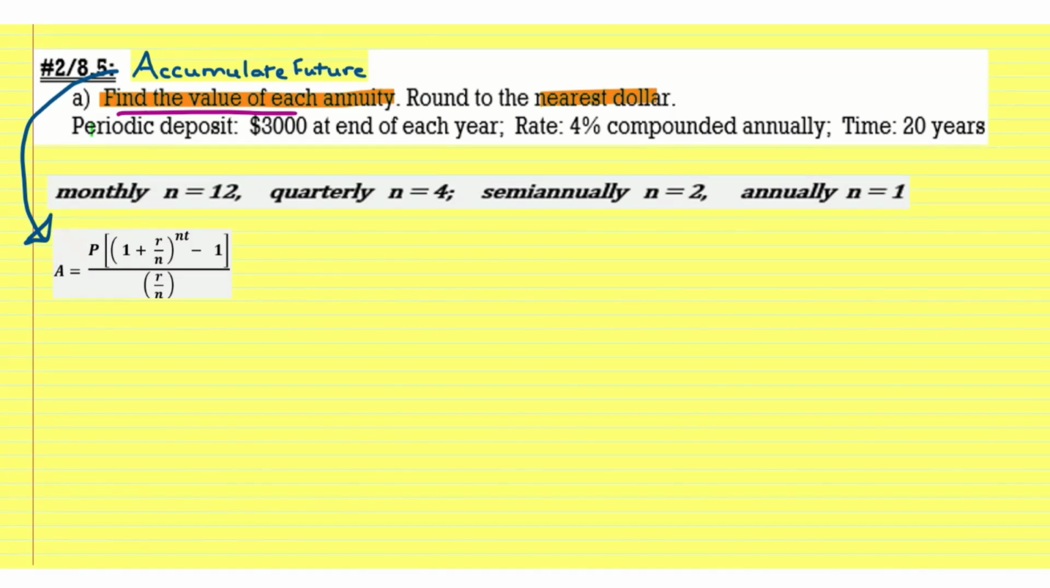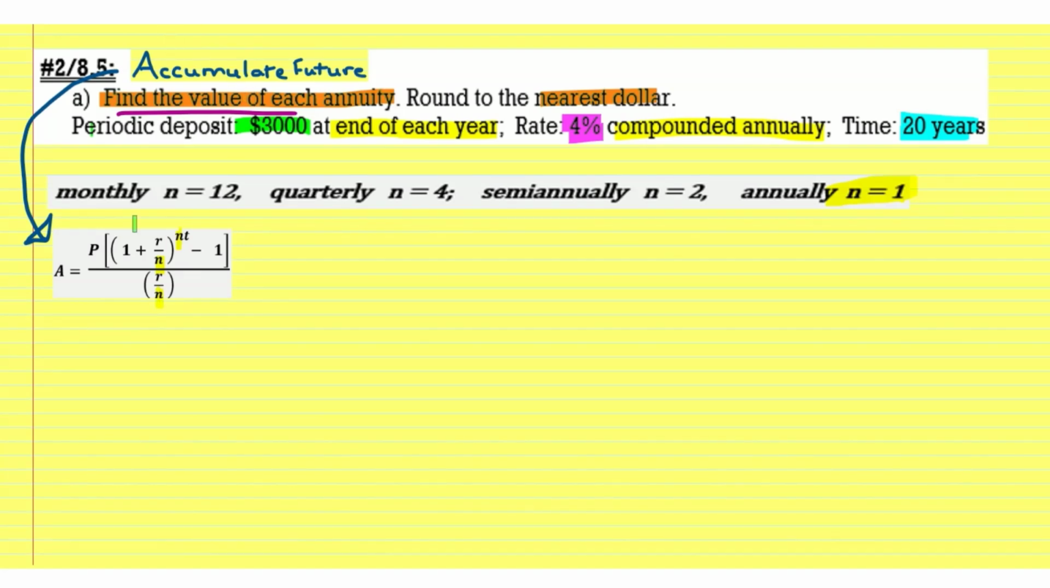Okay, so we're also going to have a periodic deposit of $3,000. We are going to have a rate of 4%, and we're going to have a time period of 20 years. So this other information says at the end of each year, and compounded annually. That means the same thing. At the end of each year, it means one time. Compounded annually means one time. So that means that my compounding period N is going to be equal to 1. So the compounding period will go in the N position of our formula.